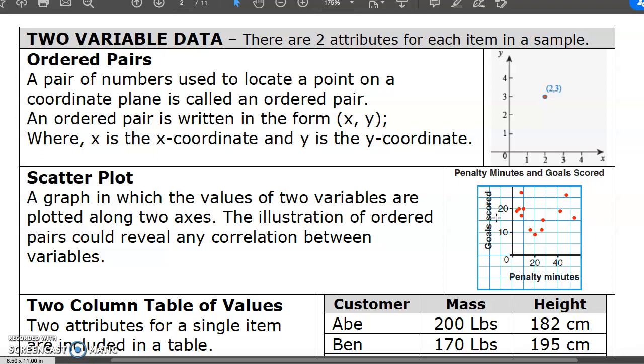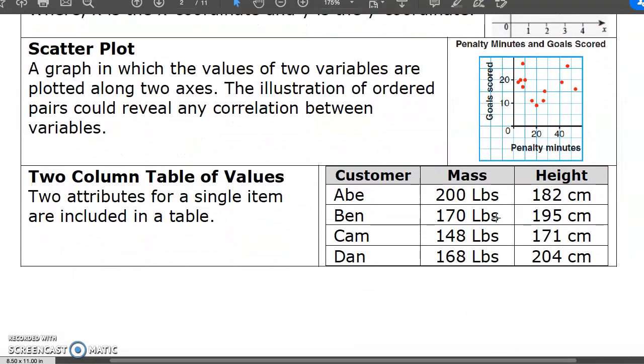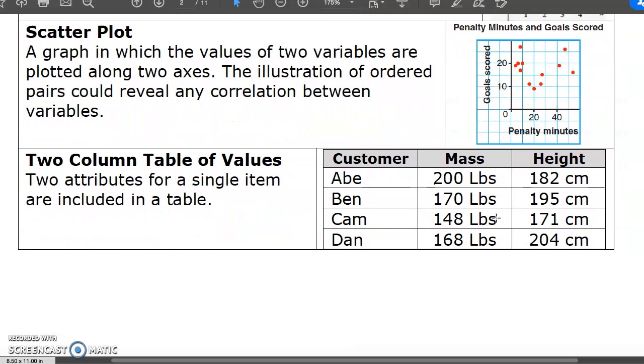So when we are trying to distinguish between 1 variable data and 2 variable data, think, can I create a scatter plot with this information? If I can, it is a 2 variable data scenario. If you have 2 attributes or 2 questions that would be required in a survey in order to gather that information from an individual, that's 2 variable data.